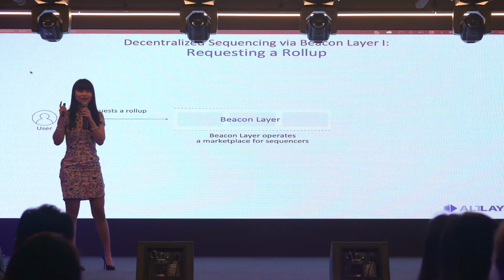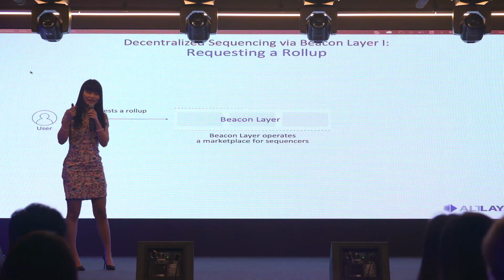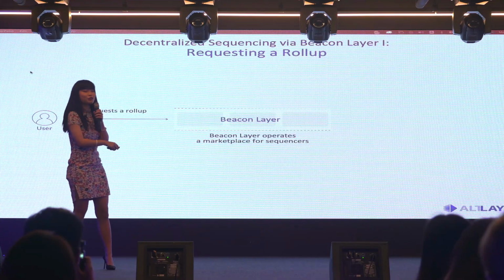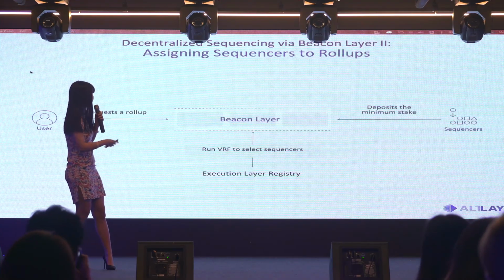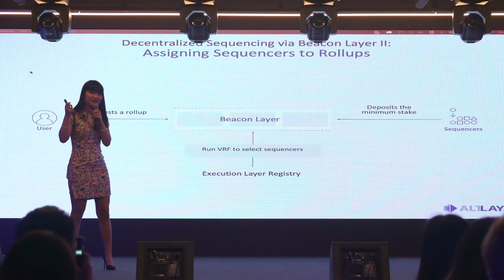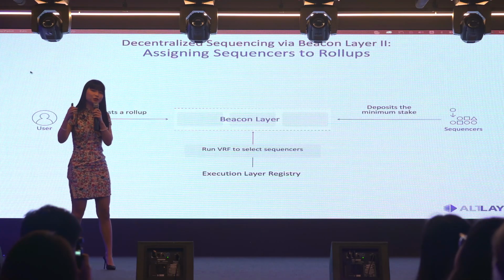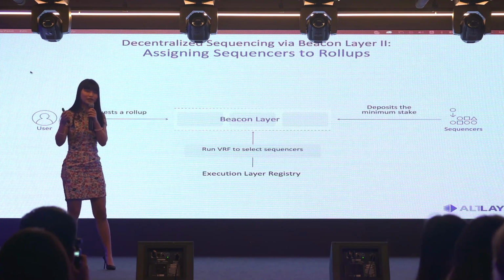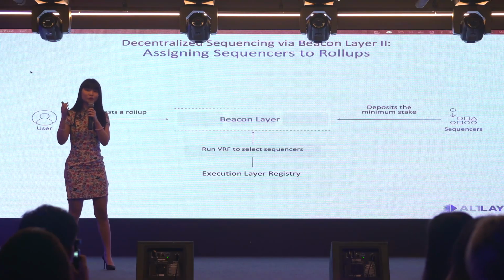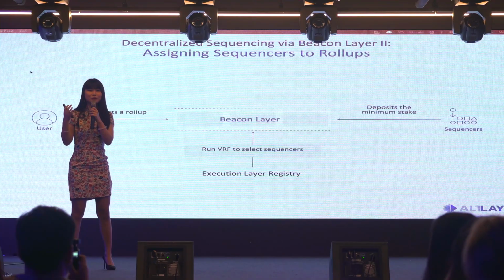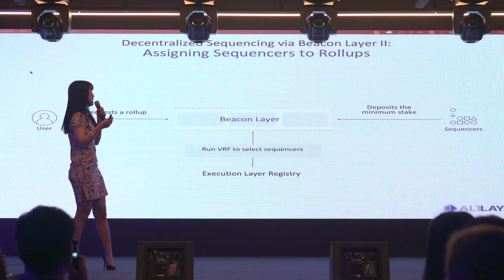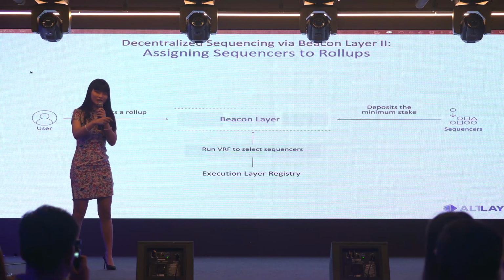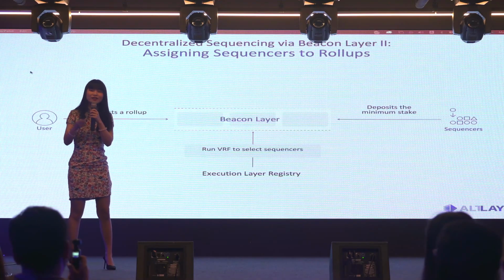When the user initiates a transaction, the user is essentially sending a request to the rollup. And the beacon layer is operating as a marketplace for all these sequencers. We'll essentially randomly assign a sequencer to run the node for the users. If you're a community member or professional node operator and you want to participate in running this open network, all you need to do is stake a minimum amount of Ethereum. Then you're qualified, and the beacon layer will randomly select you as the node validator for a certain rollup. You'll be running both the sequencer and validator.